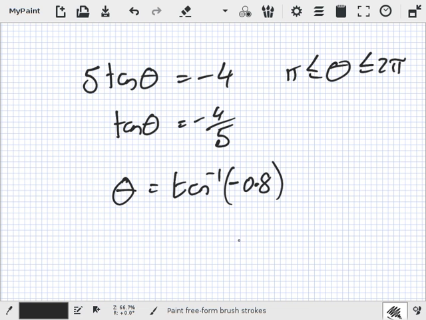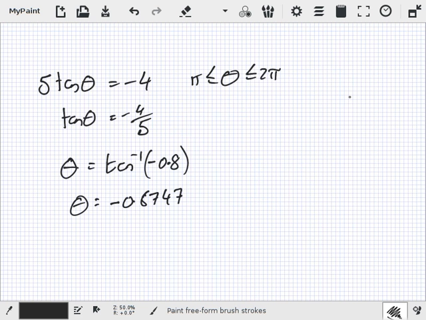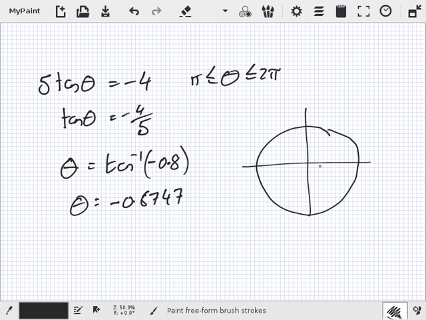This is equal to minus 0.6747 radians. Now, there are two answers, okay? And the way you can do it is with a circle. And this is A, S, T, and C. And this means all are positive. Only sine is positive. Only tan is positive. Only cos is positive. Okay?